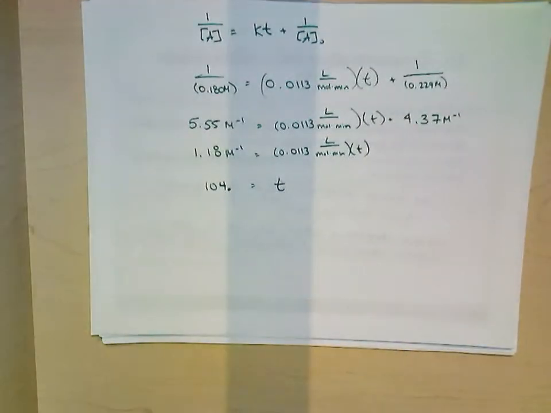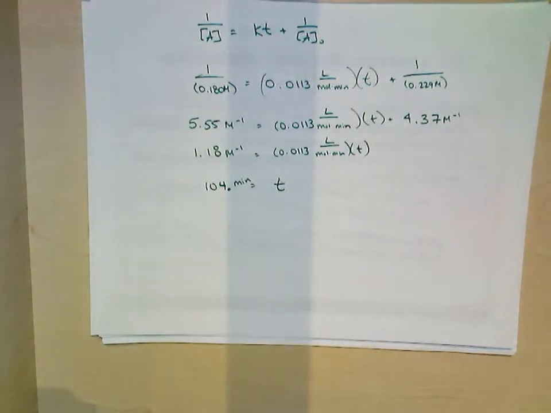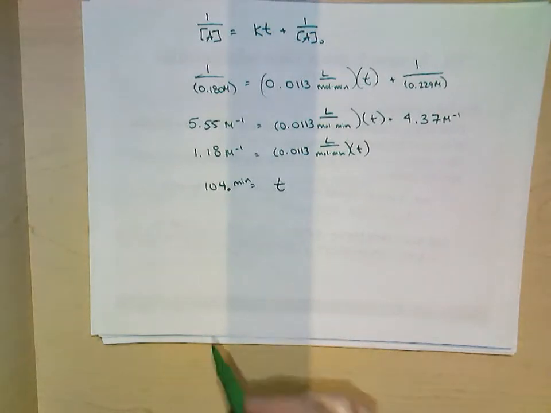What are the units of my time going to end up being? Minutes. In this case, it may have been better to carry out a few more significant figures throughout the whole thing and then round at the end, because otherwise you end up with 104 dot, meaning that's the third official sig fig. Depending on how you chose to round, that'd be fine.